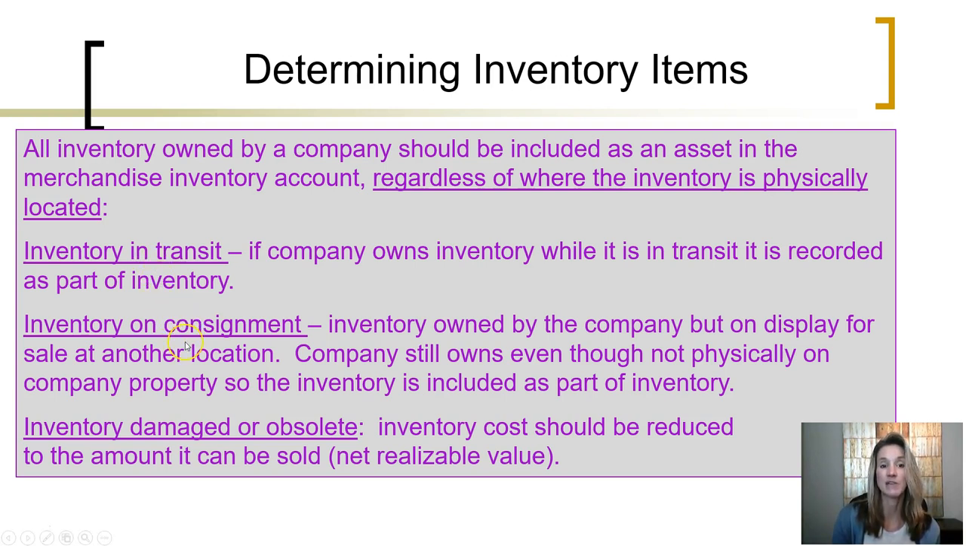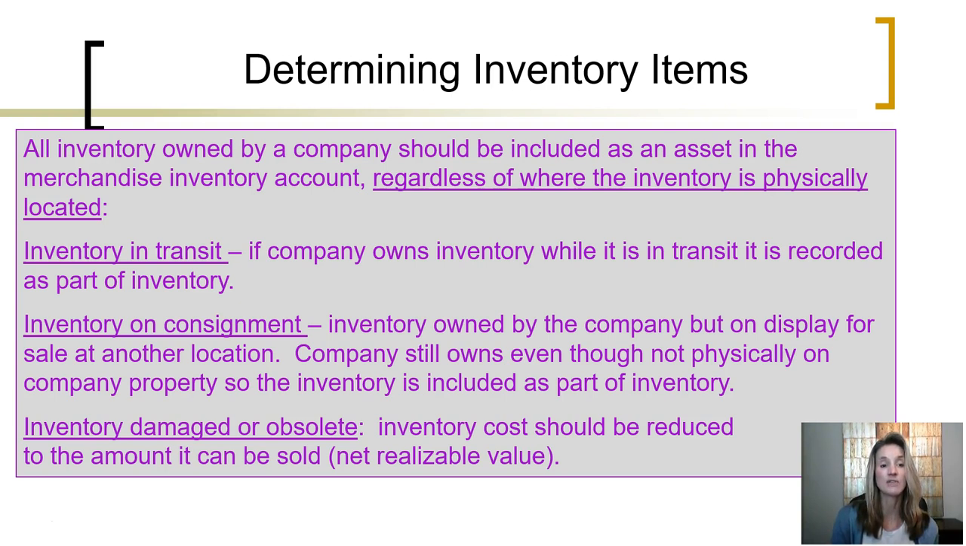If a company has inventory on consignment, consignment means the inventory is owned by the company, but it is on display for sale at another location. The company still owns that inventory, even though it's not physically in their possession. So the inventory is still included as part of their inventory.